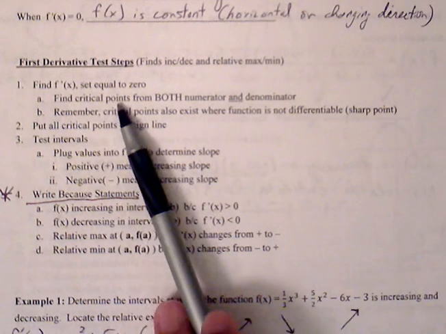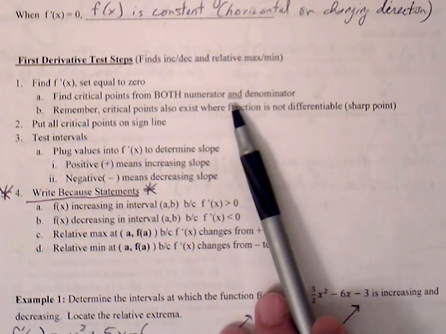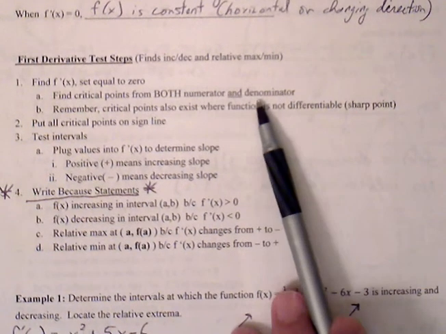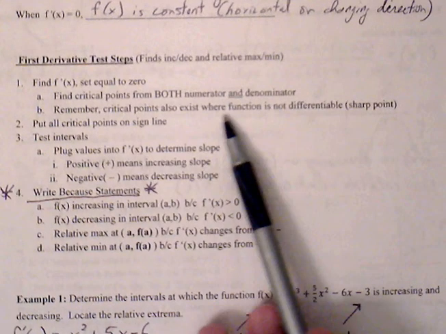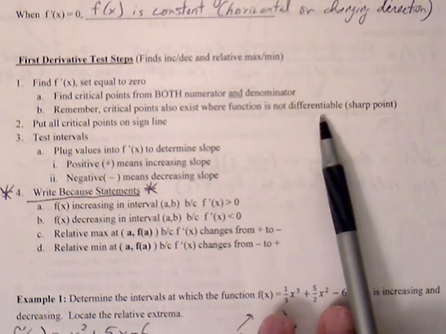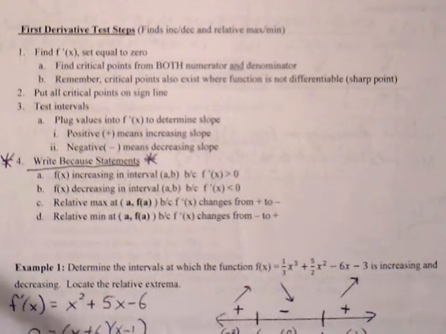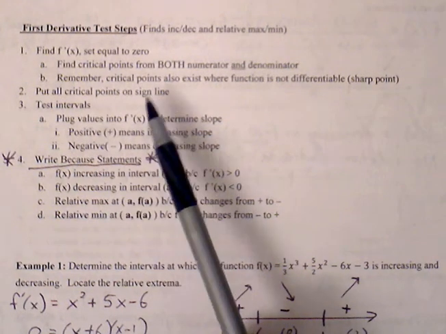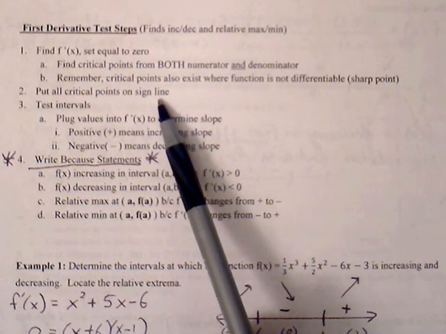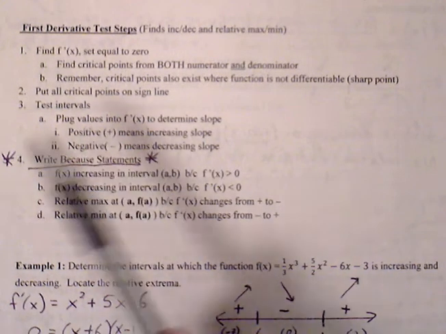Now, critical points can come, again, from both the numerator and the denominator, so we need to take both into consideration. Critical points also exist where the function is not differentiable, like a sharp point, and that's where the denominator of f prime can come into play. Next thing we do is we put all the critical points on the sign line, because those are all candidates that we need to test. We test the intervals after we create a sign line.